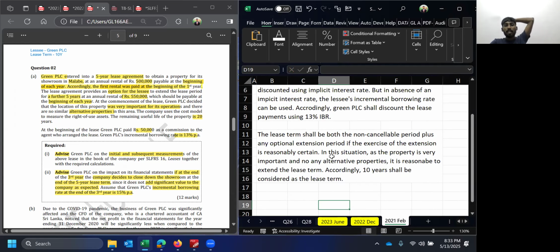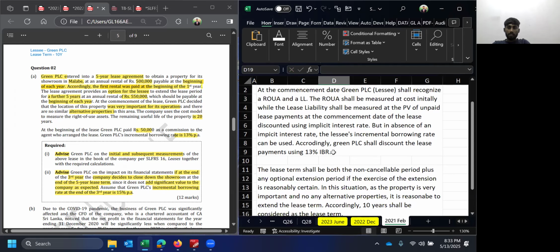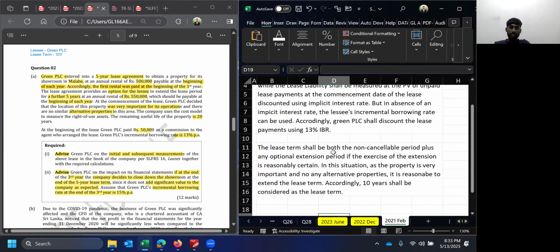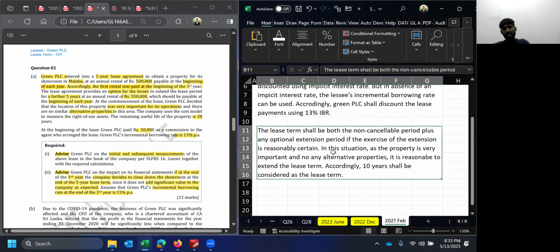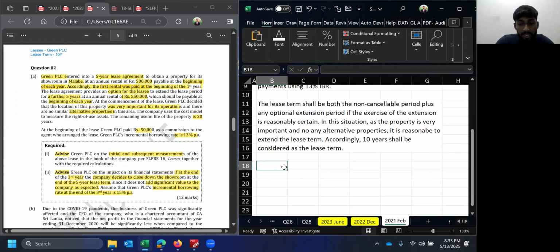Okay, is that clear? I told two things. One is the initial recognition, and the other one is about the lease term, where the examiner is highlighting that. So if the examiner is highlighting, you need to address that. Okay? Fine. Now let's go for the initial measurement.